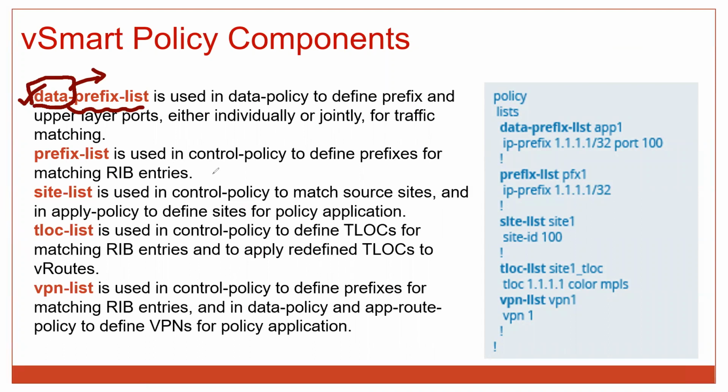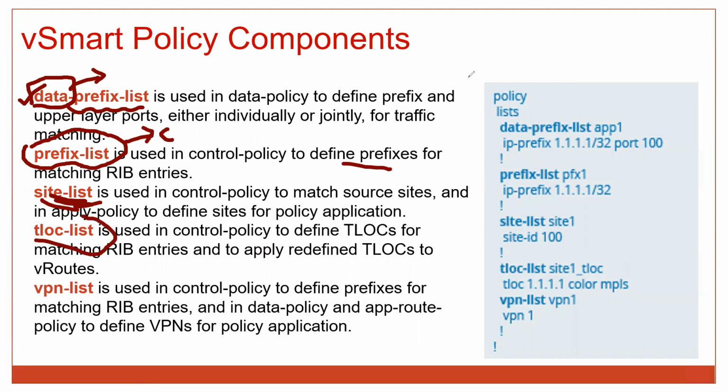If you have control policy and you want to define some sort of prefix, then you have to use prefix list. This is going to be used with control policy. Then site list, obviously. The significance of site list is that whenever you apply the policy, you have to apply the policy with respect to site list.